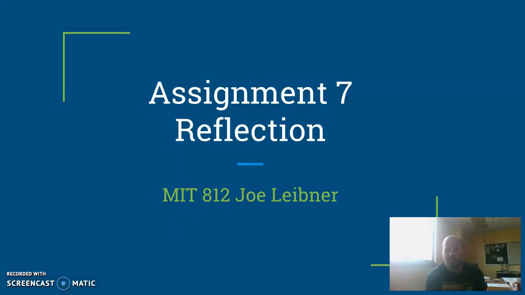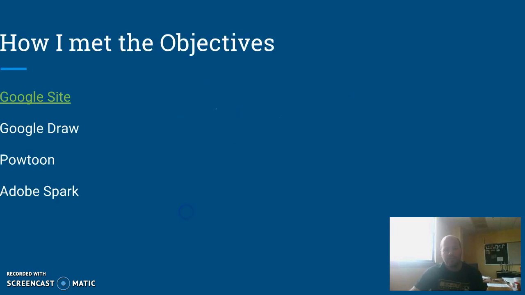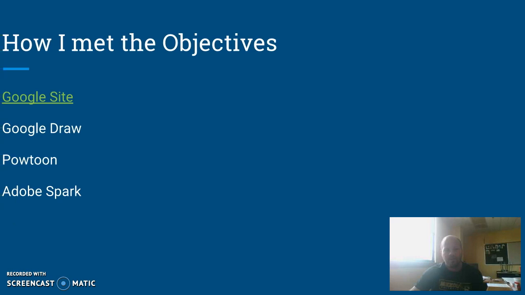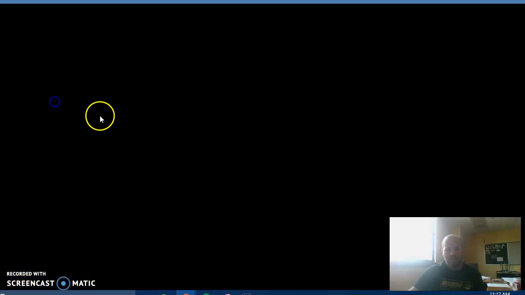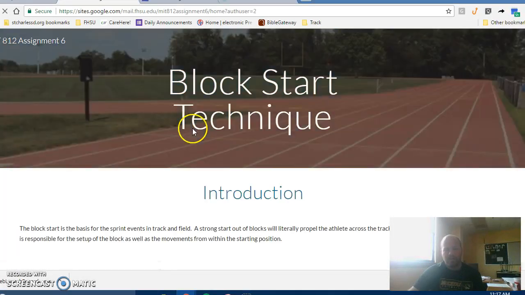This is Joe Leibner doing assignment 7, my reflection on my assignment 6, the cumulative project for the class, MIT 812. We're going to discuss how I met the objectives. The main thrust of the assignment was done on Google Sites. I also used Google Draw for things within the site, Powtoon and Adobe Spark. So we'll click on that and I'll walk you through the assignment that I did.